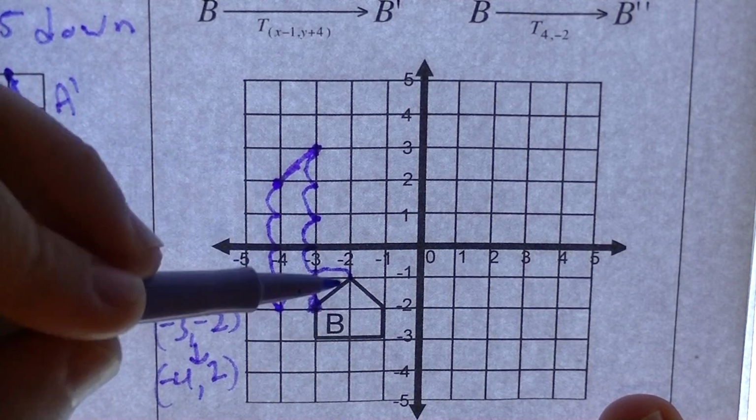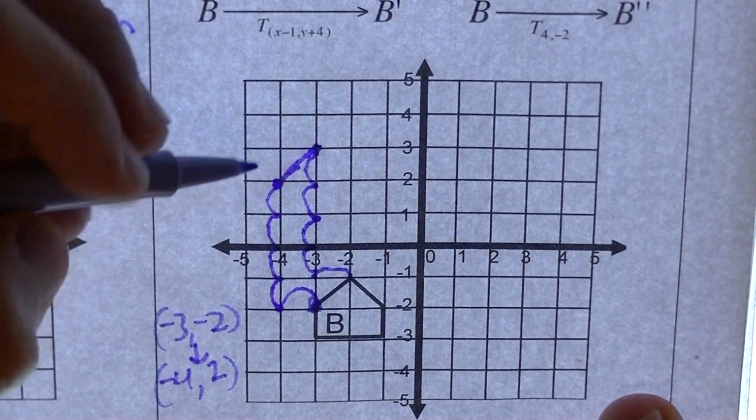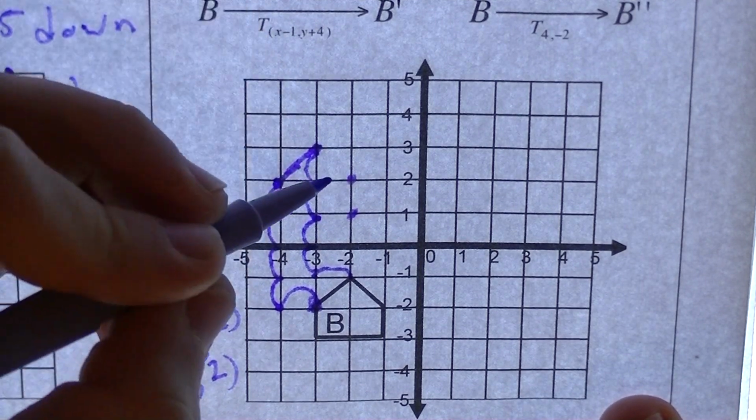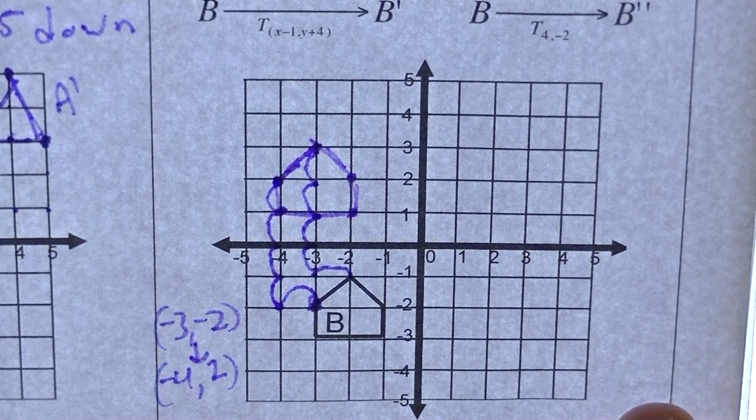So I can either count out on the page, or I can use the coordinates. Once I've got enough of the shape, I can just kind of fill in the rest of it. And this is what it looks like after the translation. And let's do one more.